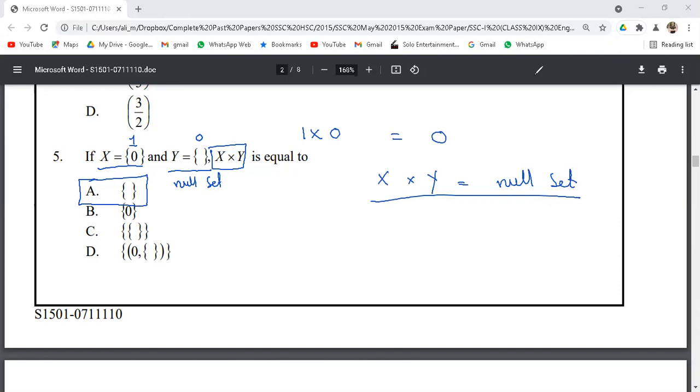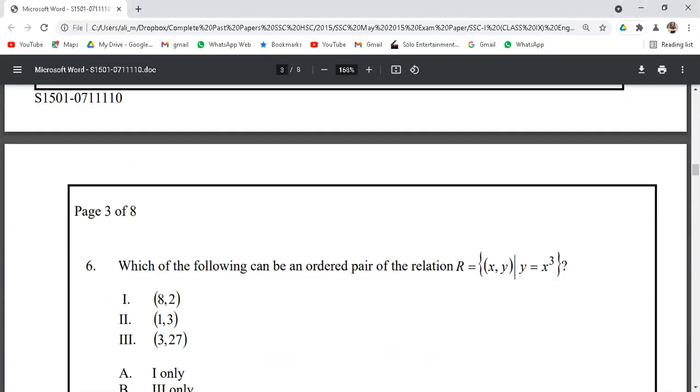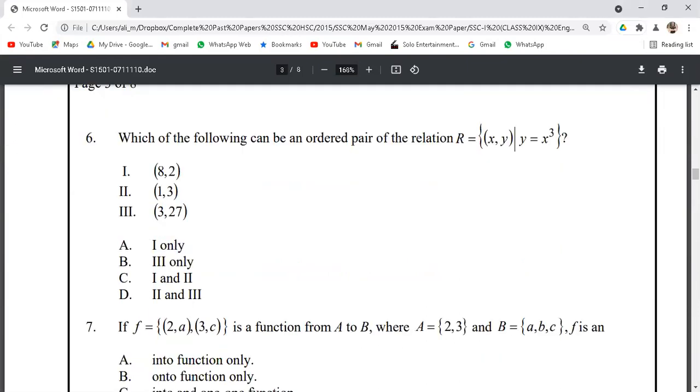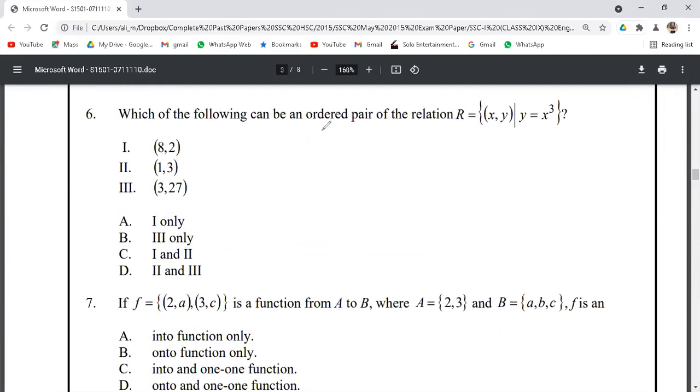So let's move to our question number 6. This is question number 6 from the same chapter, that is sets and functions. In this question, we have a relation in which we have the ordered pairs x comma y, and the ordered pair satisfies this equation, that is y equals x cubed. And we have these three ordered pairs. We have to check whether these ordered pairs satisfy this given relation. So the first values are x and the second values are y. So y should be equal to the cube of x.